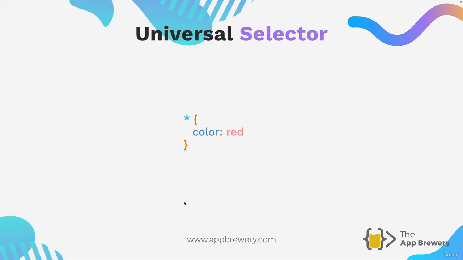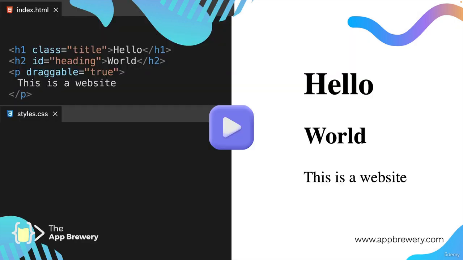The final selector I want to talk about is the universal selector, and it's really simple. It's just an asterisk. And after the asterisk, you have your CSS rules. But what this means is select all. And when you apply this, it doesn't matter what class you've got, what ID, what attribute set, which different elements.